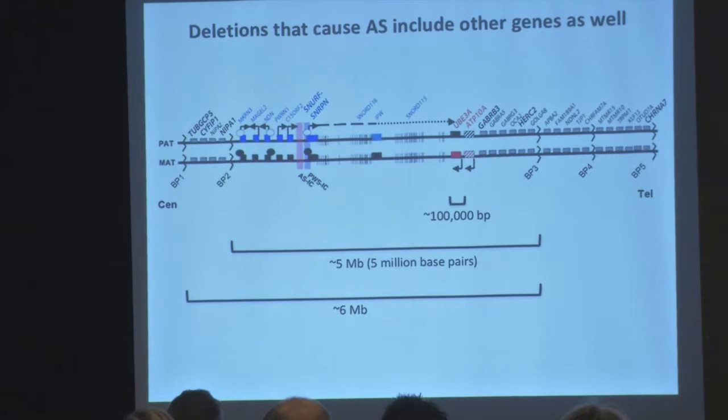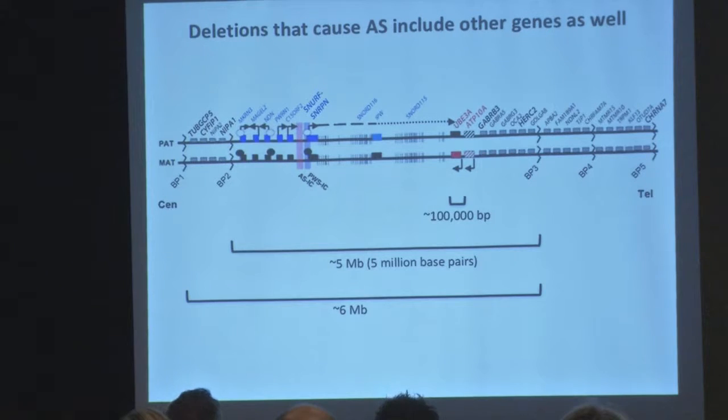And the deletions, usually there's deletions mediated by either breakpoint 2 and breakpoint 3 or breakpoint 1 and breakpoint 3. Those are the most common. And they're either 5 million base pairs or roughly 6 million base pairs. And within those larger deletions, there are other genes such as the GABA receptor genes, GABRB3, GABRA5, and GABRG3, I can't ever remember which one's which.